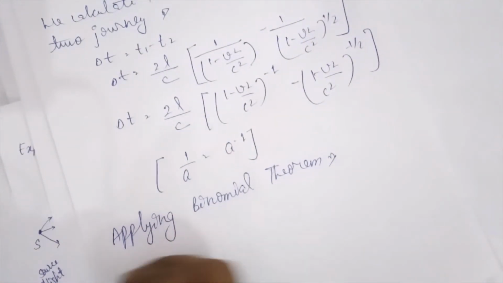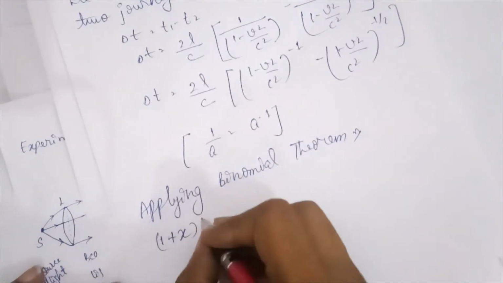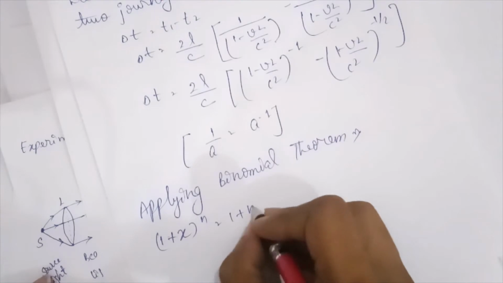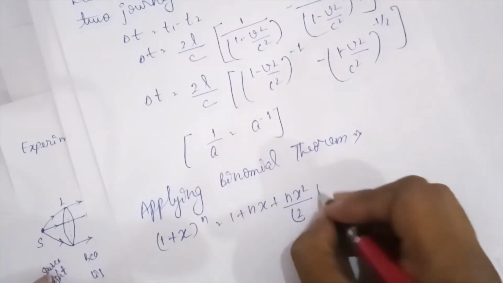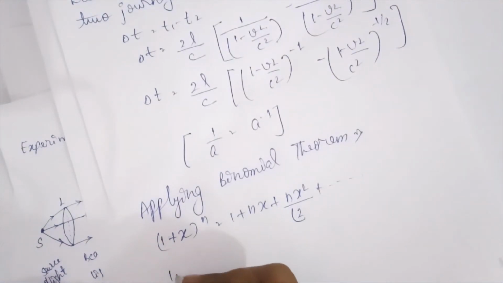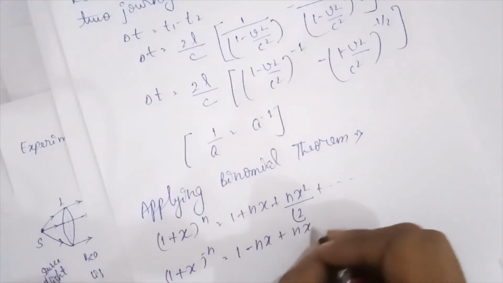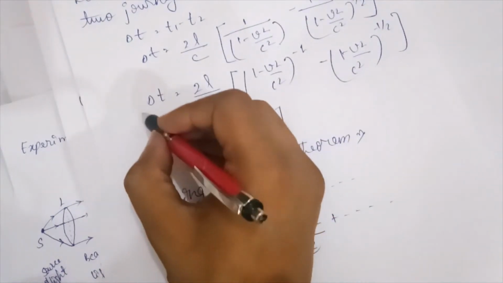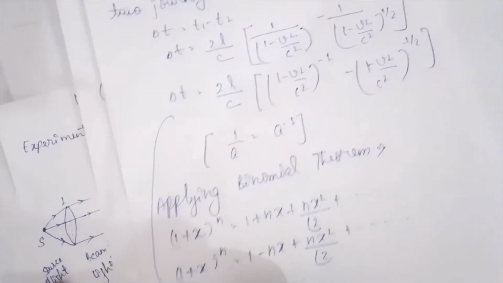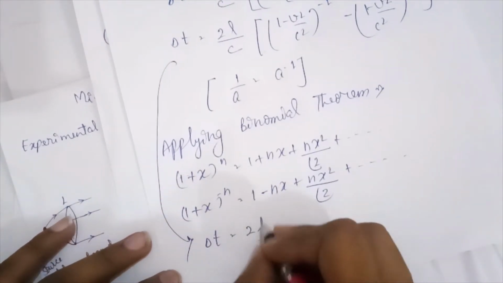So let me tell you the formula of binomial theorem. If the expression is of the type 1 plus x to the power n, it becomes 1 plus nx plus n(n-1)x square upon factorial 2 and so on. And if it is of the form 1 plus x to the power minus n, then the formula is 1 minus nx plus n(n+1)x square upon factorial 2 and so on. So applying this formula in t dash, we get del t equal to 2L upon c.